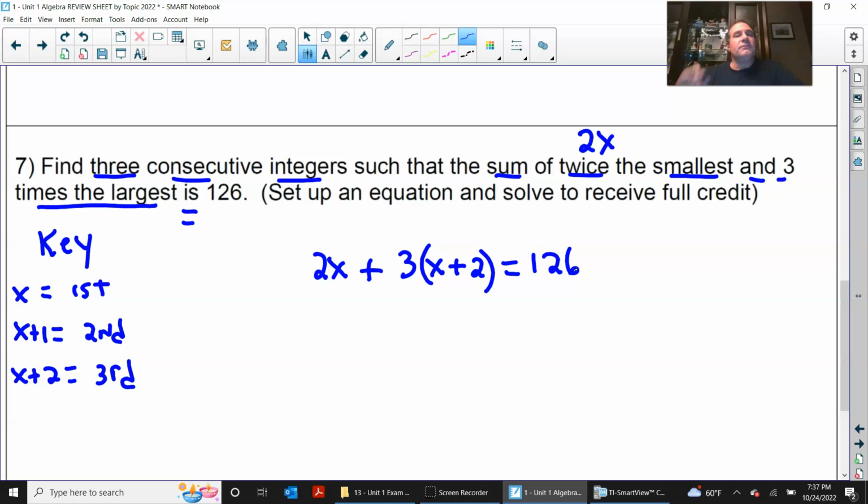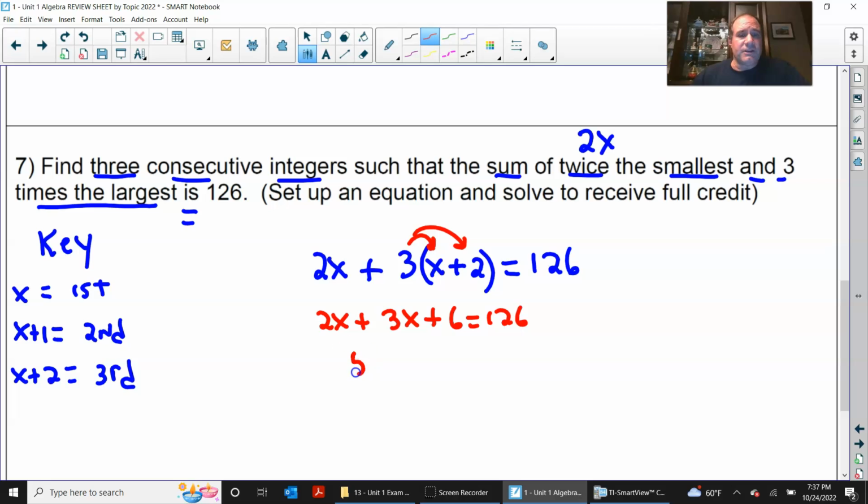Take it slow. This is not easy. This is how you do it, all right? So you just take it one step at a time, all right? The key is first. Then set it up where you say, all right, the sum of twice this. What's the smallest? Here's the smallest. Twice the smallest, 2 times x. 3 times the largest. Oh, what's the largest? X plus 2. 3 times that whole entire thing. You set it up like distributive property, and you're good to go. You have 2x plus 3x plus 6 with distributive property equals 126.